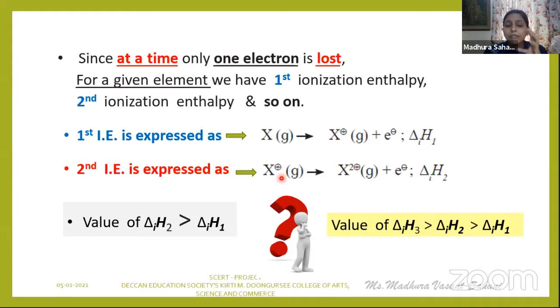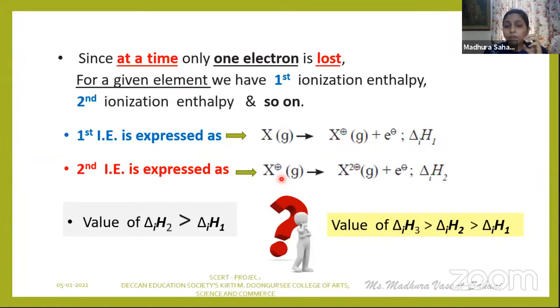And you know that in the case of a cation, the size is small, because here the nuclear charge remains the same. But how are cations formed? After loss of electron, the cations are formed. So in the case of a cation, as there is a loss of electron and the nuclear charge is more, the outer electrons are tightly held by the nucleus.